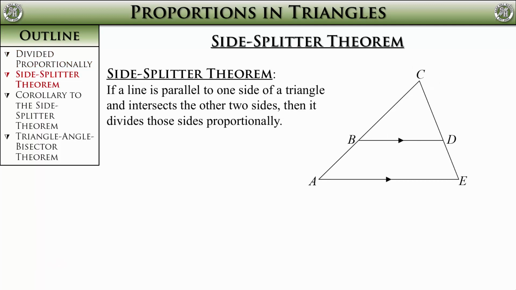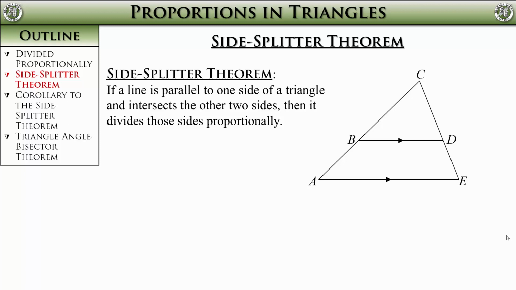Now on to the three theorems which divide things proportionally. The first one has a great name, the side splitter theorem. That so doesn't sound like it came out of a math book. If a line is parallel to one side of a triangle and it intersects the other two sides, then it divides those sides proportionally. In the example picture at right, I do have a parallel line that qualifies.